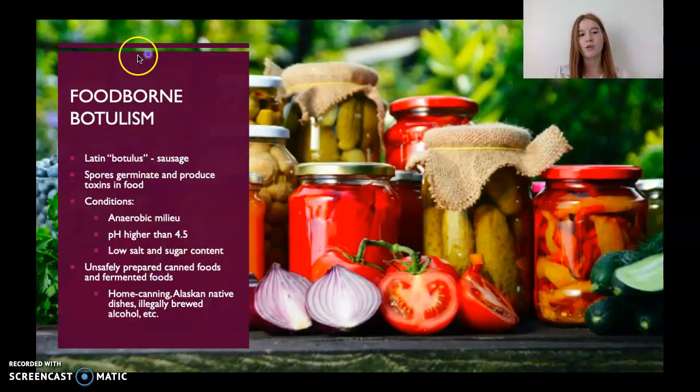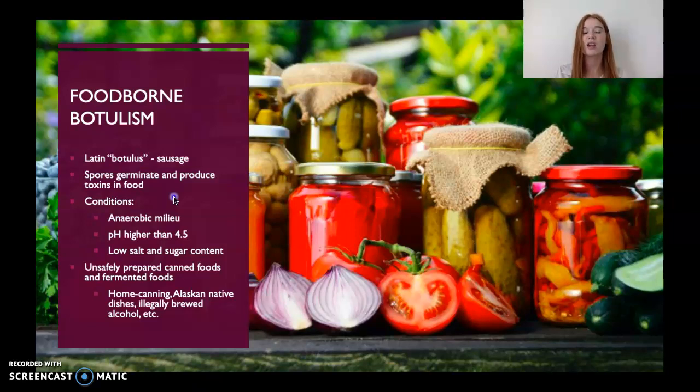Foodborne botulism is the form most commonly associated with the disease. In fact, the name botulism comes from the Latin word botulus, meaning sausage, because the first well-documented case of the disease occurred in connection with fermented German sausage in the 19th century. So this form of the disease occurs when spores germinate and produce toxins in the food. And then, when a person eats the food, the toxin is absorbed into their bloodstream or their lymphatic system, and then it circulates in the body until it binds to a nerve cell, where it causes the paralysis.